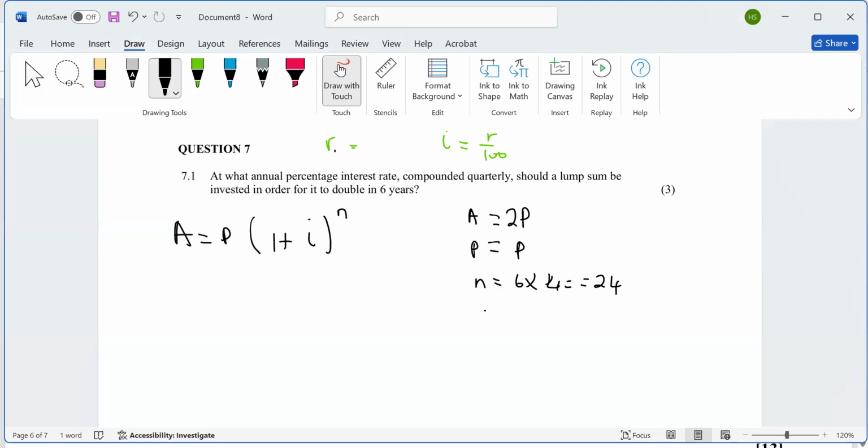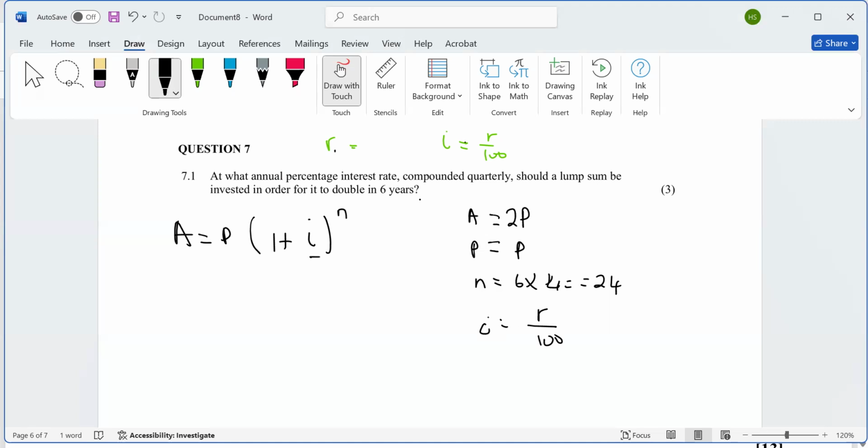Now, there are two options. They have an option to substitute right here, this thing, which is I. I is going to be R all over 100, so they can substitute it directly here. Or they can work with this formula, which has I. But what we discovered is that it's best if we substitute here. It's still the interest rate.